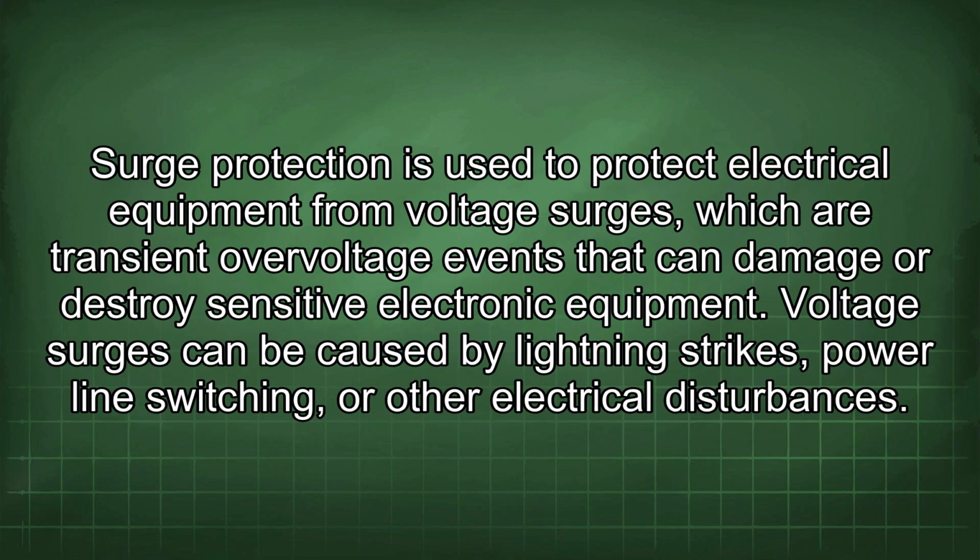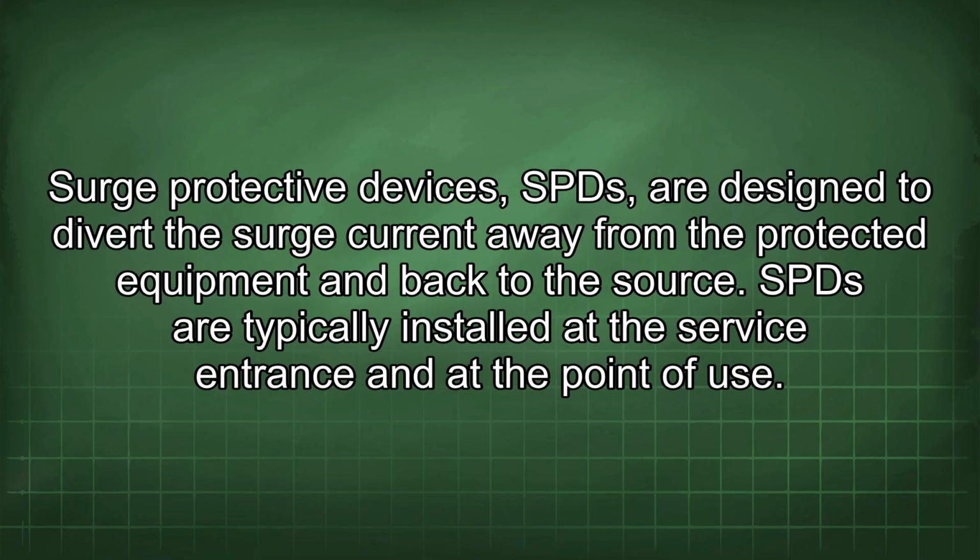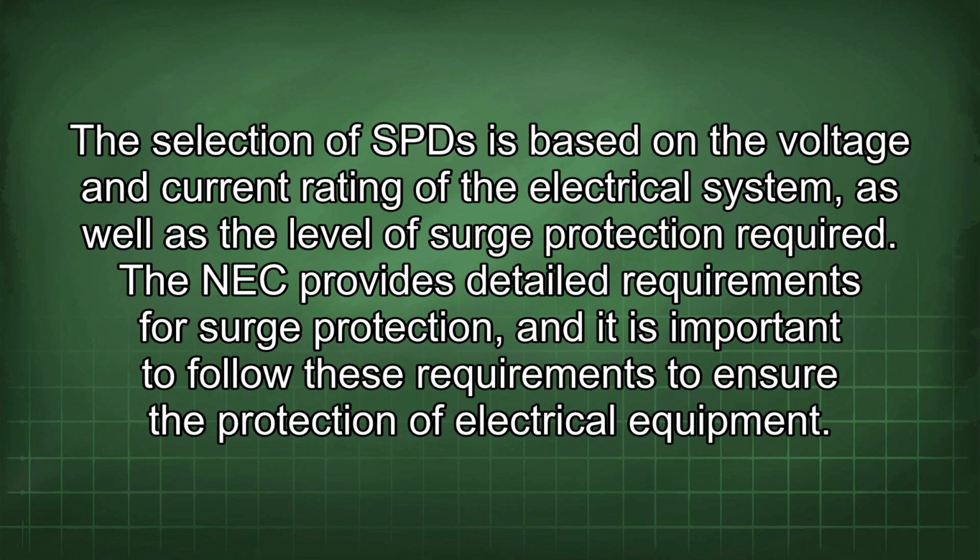Surge protection is used to protect electrical equipment from voltage surges, which are transient overvoltage events that can damage or destroy sensitive electronic equipment. Voltage surges can be caused by lightning strikes, power line switching, or other electrical disturbances. Surge protective devices, SPDs, are designed to divert the surge current away from the protected equipment and back to the source. SPDs are typically installed at the service entrance and at the point of use. The selection of SPDs is based on the voltage and current rating of the electrical system, as well as the level of surge protection required.